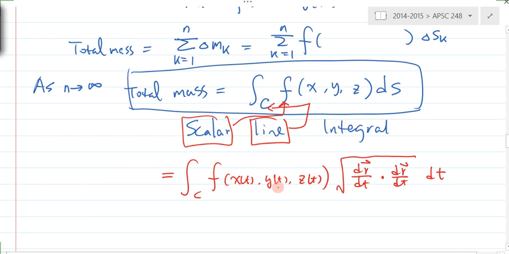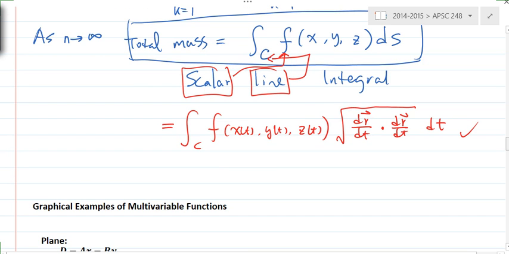Where are x of t, y of t, z of t from? They're from the vector function for the curve. Now you probably wonder, what is f then? The question didn't say. This is a general formula. Once we have a specific question, then we will know what expression this f is. Does that make sense? So understand the meaning behind this.